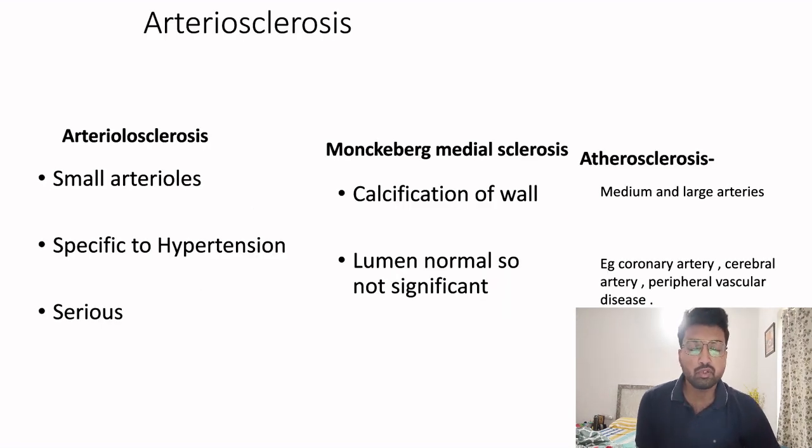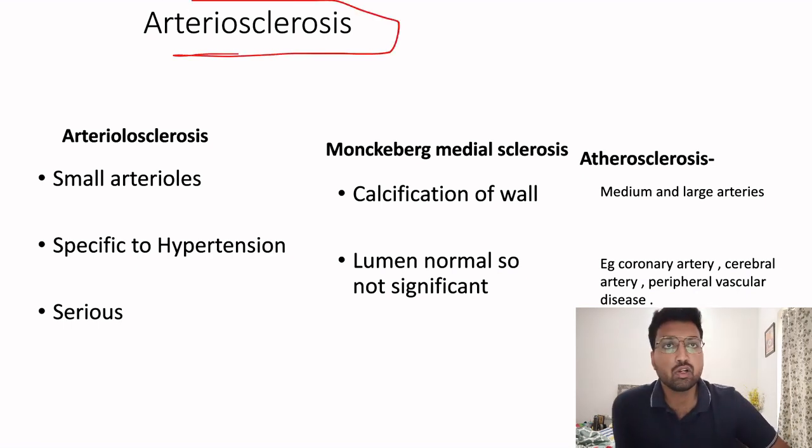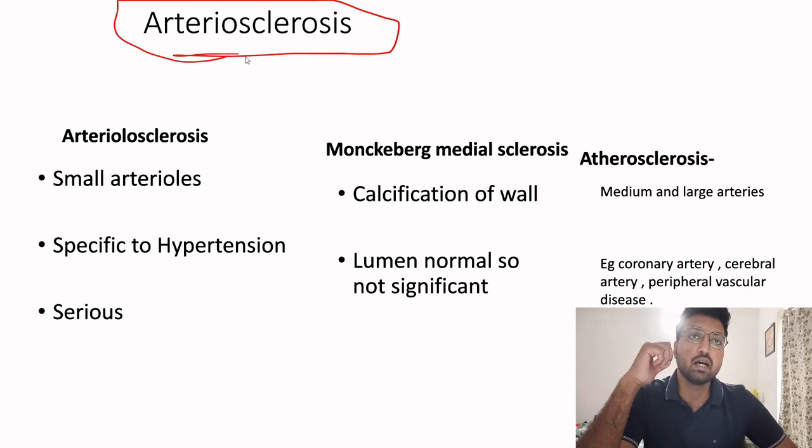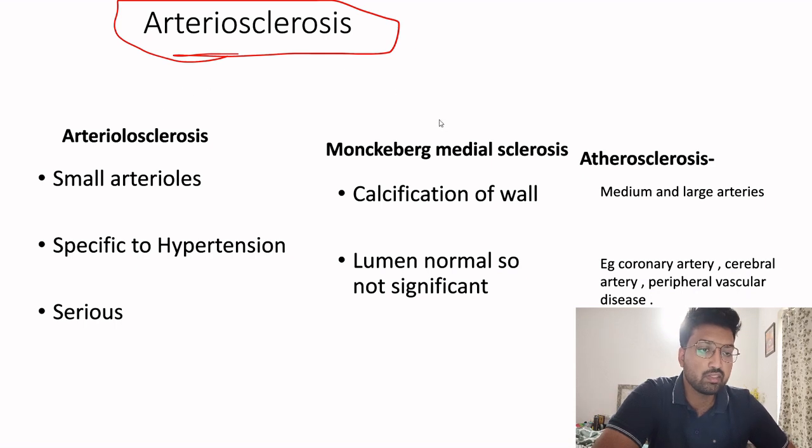To give a brief overview of what we are actually talking about, we are talking about arteriosclerosis. Arteriosclerosis means there is hardening of vessel. When that vessel is a medium and a large artery, then it is known as atherosclerosis. So hardening of medium and large arteries is known as atherosclerosis.